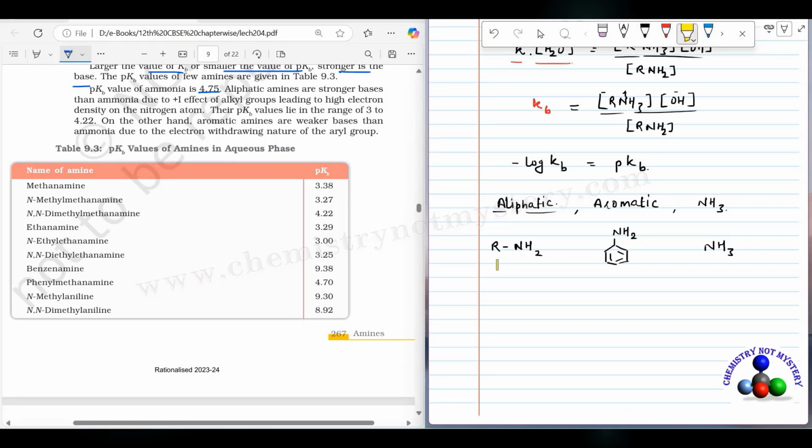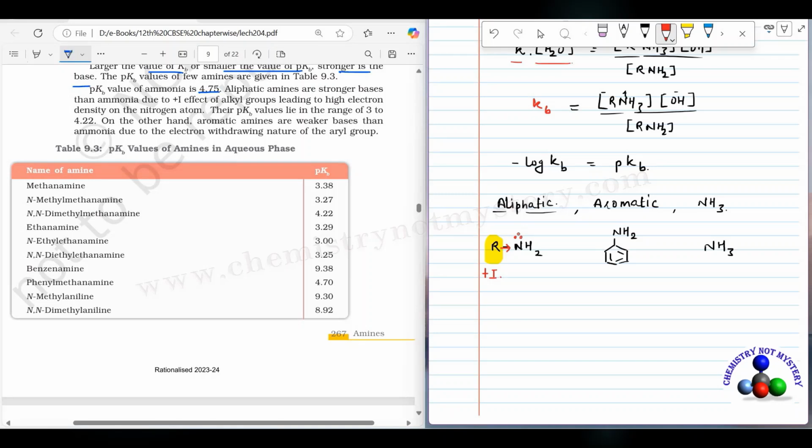In case of aliphatic amine, an alkyl group is bonded to nitrogen and nitrogen has a pair of electrons. This alkyl group donates electron density via plus I effect to nitrogen. That's how it increases the electron density over nitrogen. By the increase of electron density over nitrogen, these lone pairs will be more available for donation.